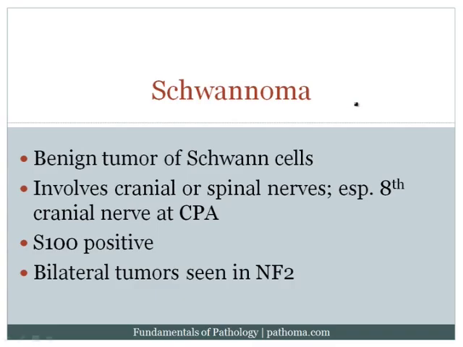Schwannoma is a tumor that we haven't talked about yet. It's a benign tumor of Schwann cells, and Schwann cells, of course, are the cells that myelinate the peripheral nervous system. Now, this can involve the cranial nerves or the spinal nerves, and it's especially common involving the 8th cranial nerve at the cerebellopontine angle. And so that's why we're including it in this discussion, because when it arises at the CPA, that's going to be within the cranium. And so we're talking about it here as a central nervous system tumor.